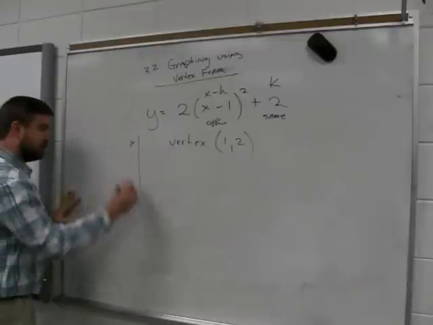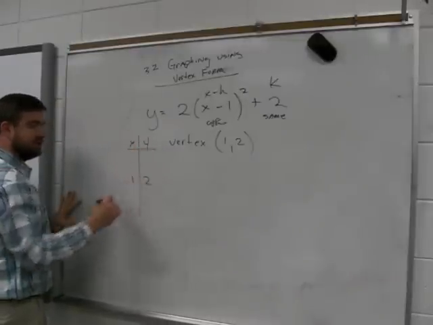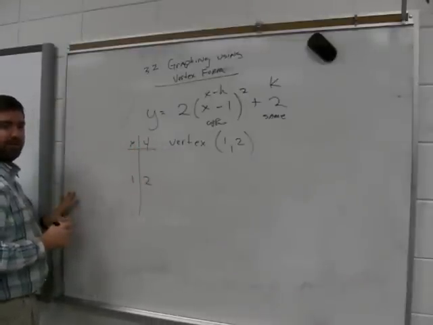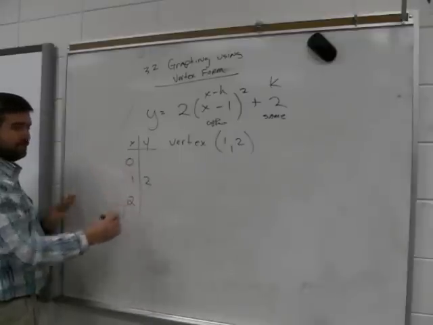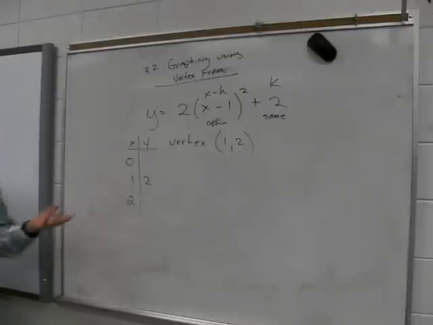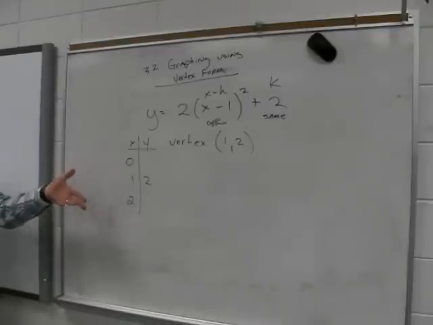You make your t-chart, and you say 1, 2. What are your other 2 points you want to pick? 0 and 2, and you're home free. Once you got these other 2 points, you got your 3 points. You're ready to graph.